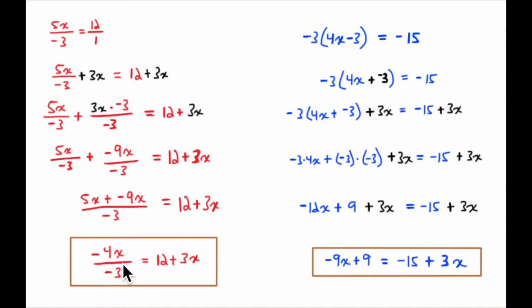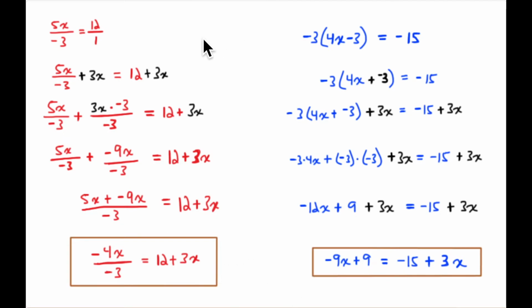So we could change this to 4x over a positive 3, because a negative 1 divided by a negative 1 is a positive 1. So we could go one step farther. This is a negative 9x plus 9. So this is negative 12x plus 3x. Negative 9x plus 9 equals a negative 15 plus 3x. So for both of these, if you're given the operation of adding 3x, both of these would be an answer to that operation.